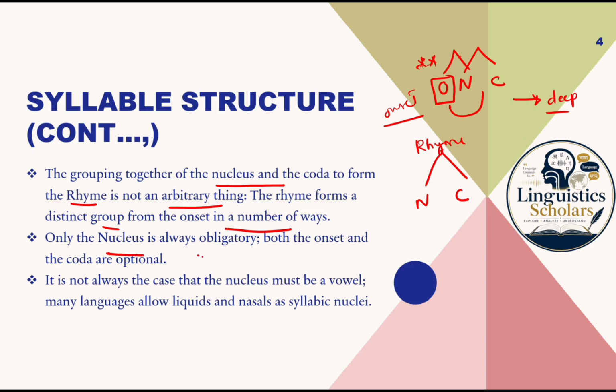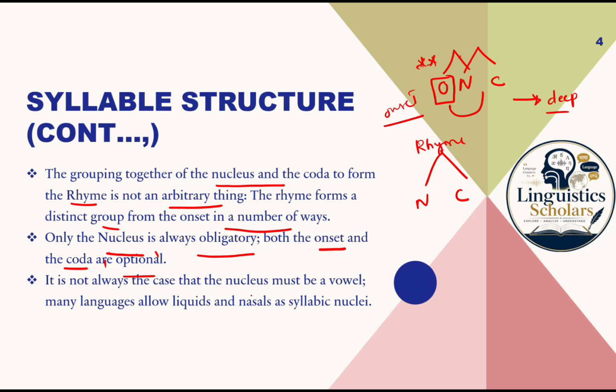Only the nucleus is always obligatory. As I said, to call something a syllable, you must see the presence of the nucleus in the syllable. Otherwise, you cannot call it a syllable. And both onset and the coda are optional. To call something a syllable, you must need a nucleus, whereas onset and coda are optional.